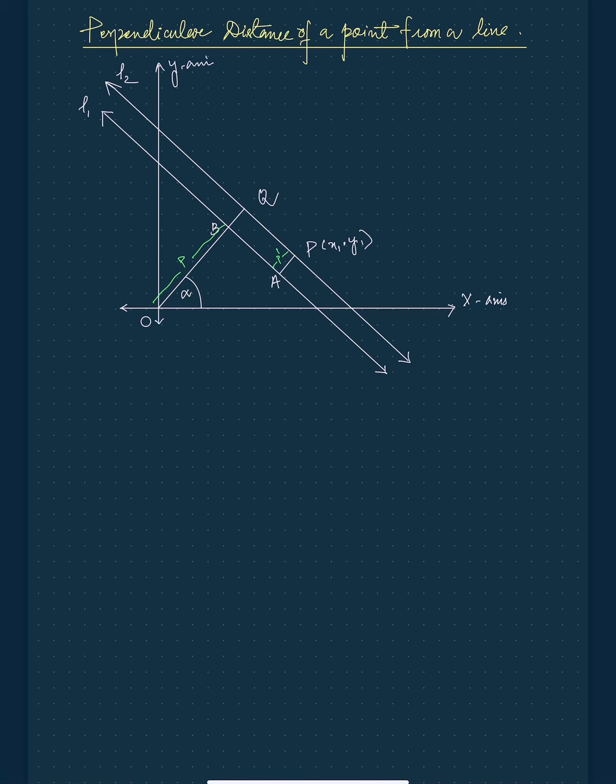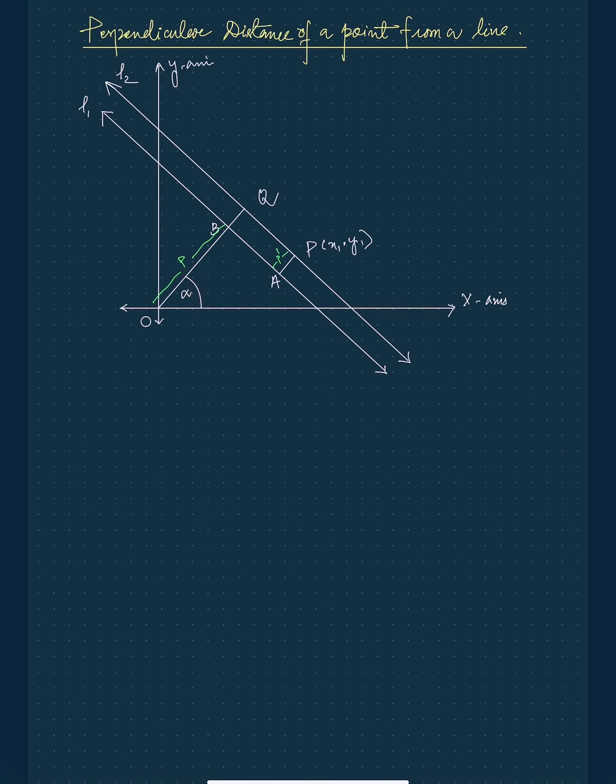Now you can see that here we need to find the distance between this line L1 and this other line L2. Suppose the distance is p dash. The distance from the origin to this line is p, and this perpendicular from the origin to the line creates an angle alpha with respect to the x-axis.